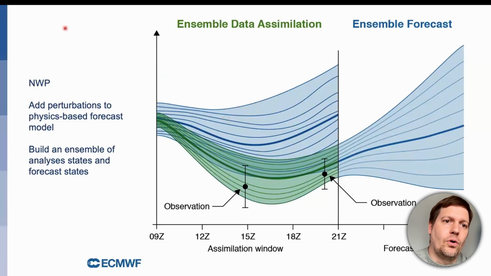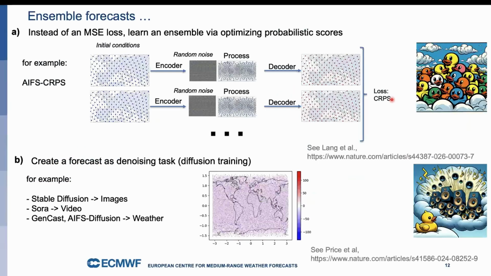And again, just to recap for the physics-based side, how we usually do it is you have an ensemble of data analyses. So you start with short-range forecasts here in blue, and then you fuse them with observations where you assign an observation error, and the outcome of this is then these green trajectories here. And then you can use these to start your ensemble forecast from. But in the machine learning world, we have different approaches to actually construct such an ensemble forecast now.